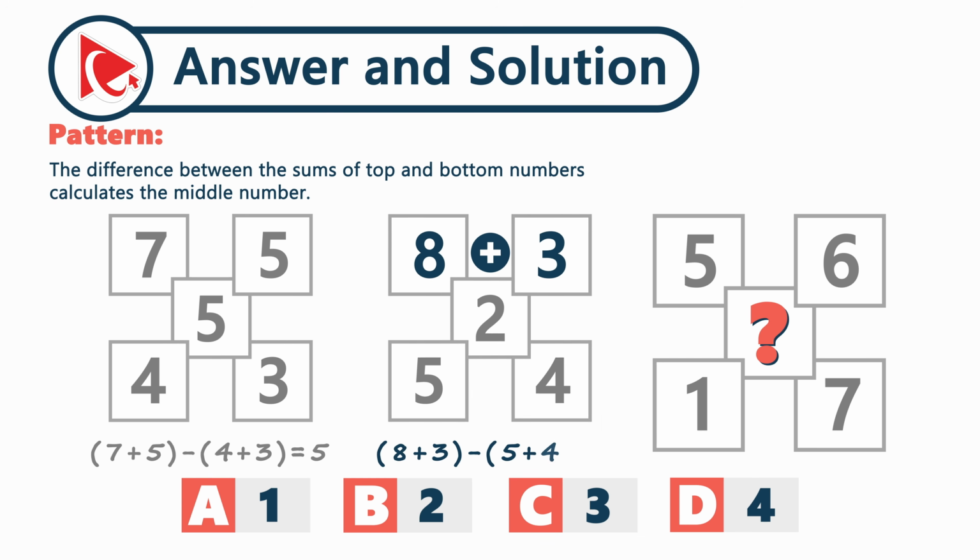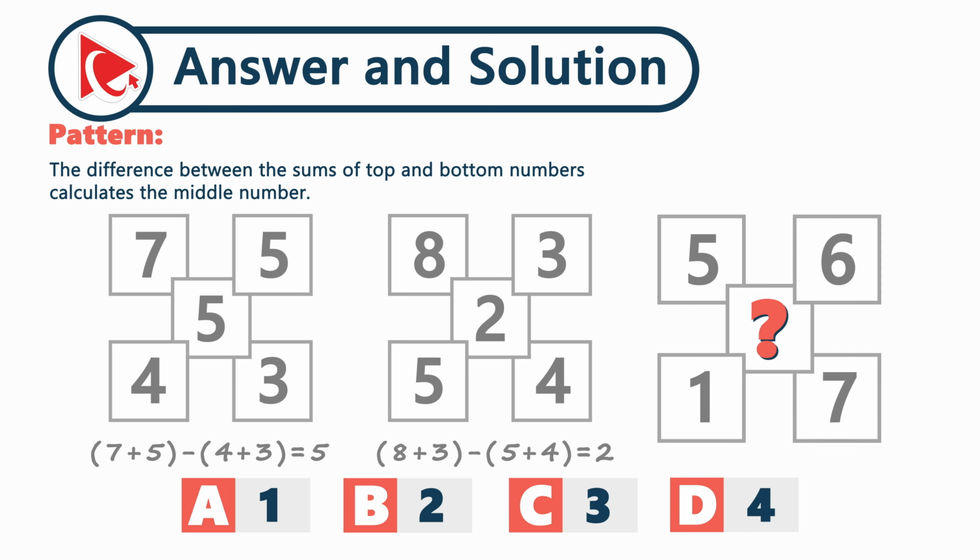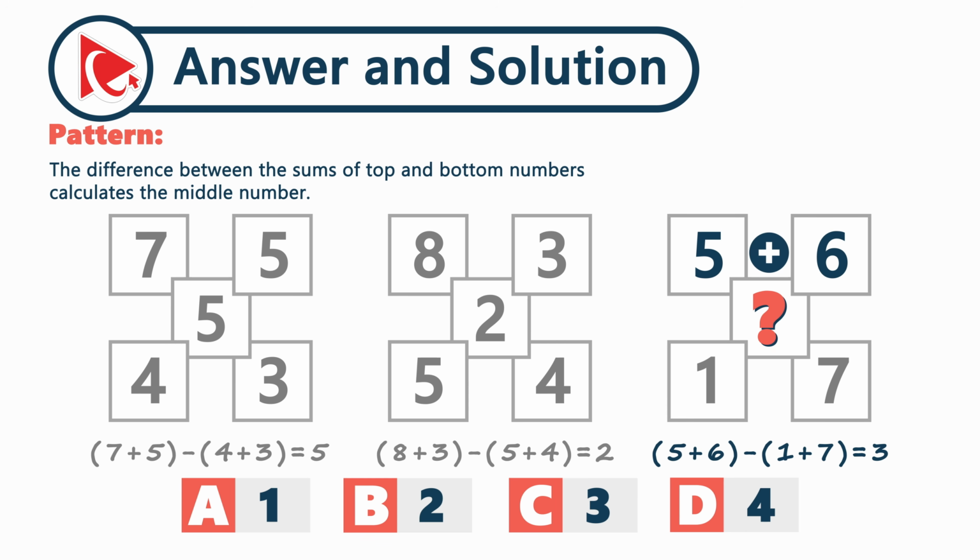(8 plus 3) minus (5 plus 4) equals 2. And that's exactly the number in the middle in the second shape. And I think you know what time it is now. It's the magic time to calculate the missing number. (5 plus 6) minus (1 plus 7) equals 11 minus 8, which equals 3. So the correct answer here is choice C, 3.